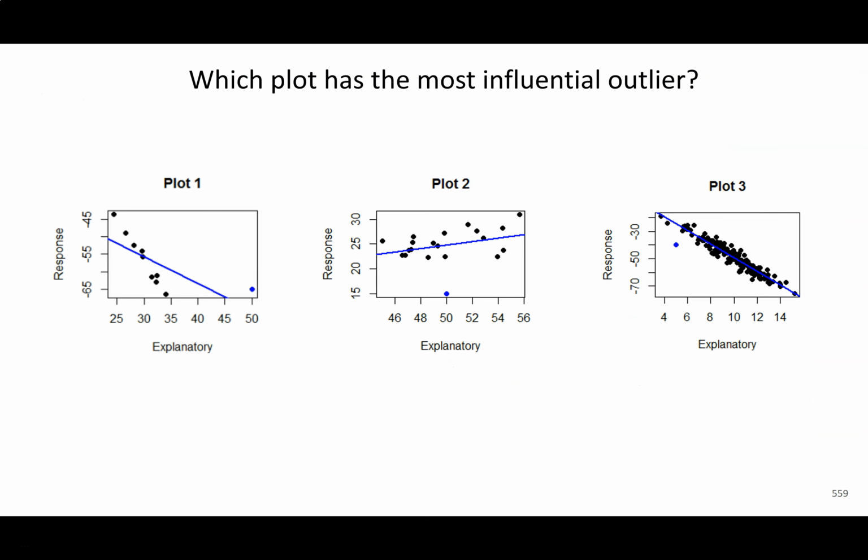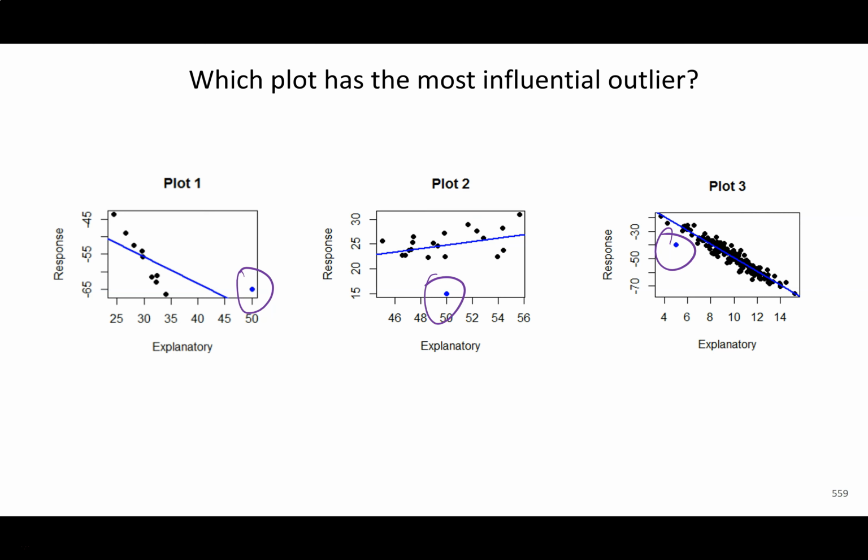Okay, so here's a great place to pause. Attempt to answer this question yourself. I'm going to go ahead and work through it. So we have 3 plots. Each one has an outlier, and we want to determine which of these is the most influential outlier. So plot 1, here's my outlier. Plot 2, plot 3. They're all a blue point, but it's kind of hard to see against the black.